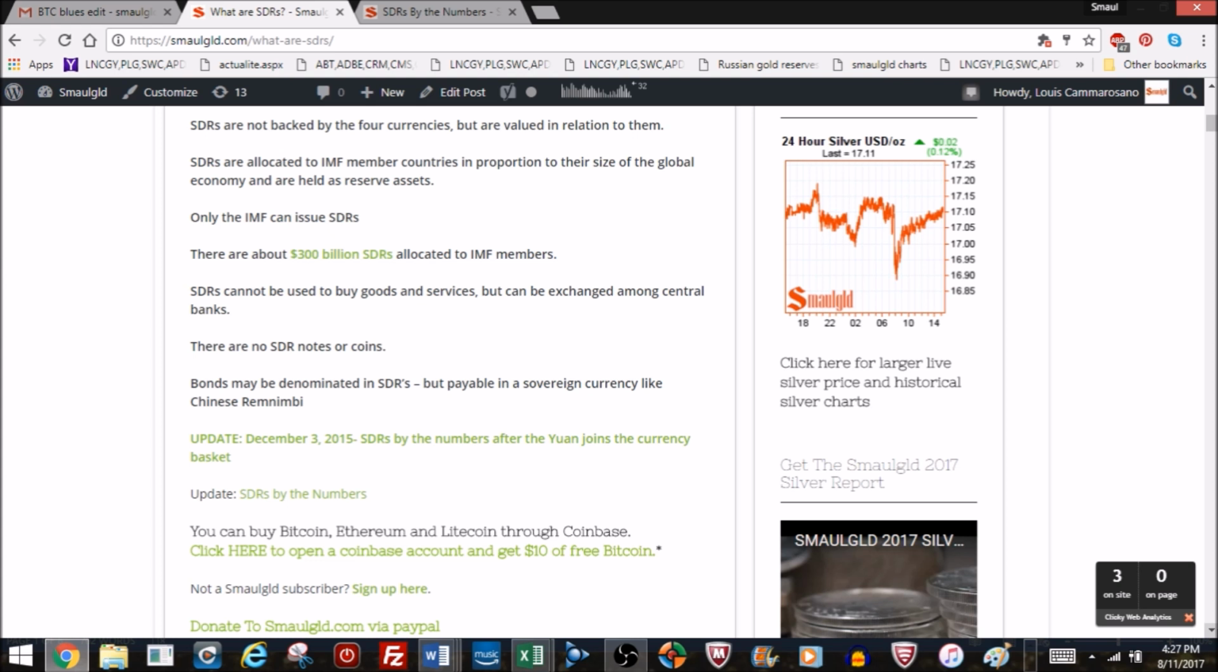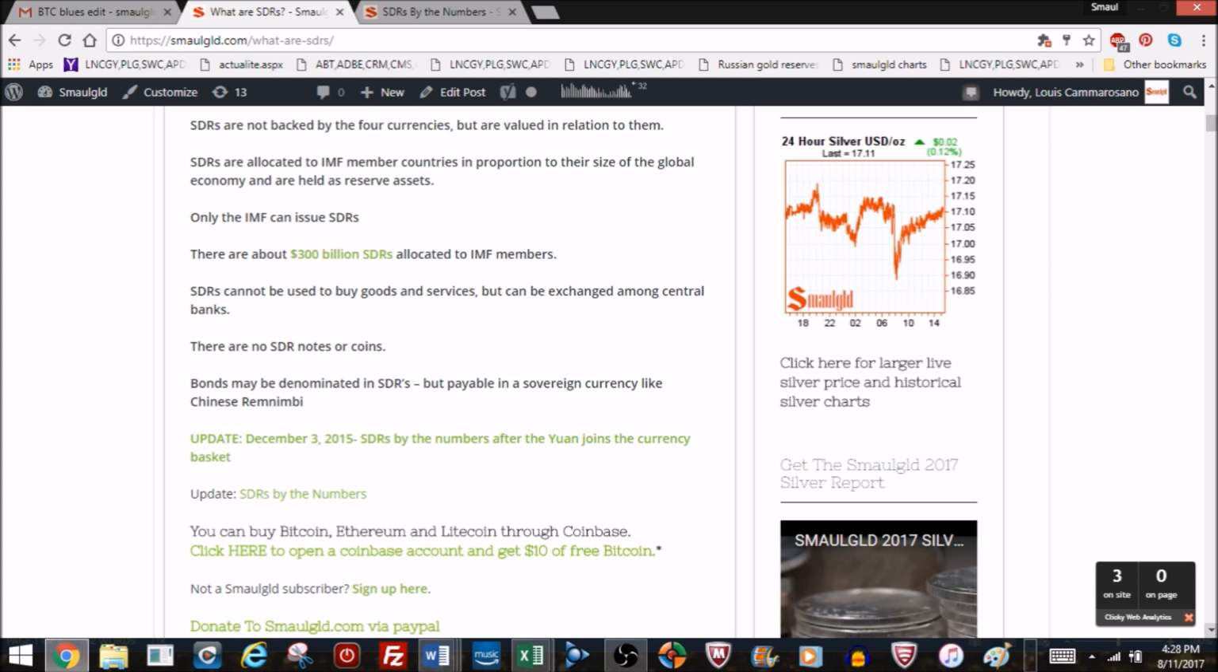Last October, China issued an SDR-denominated bond payable in yuan. That doesn't mean that China is issuing SDRs. They're not. They're issuing a bond. It's just that the base price of the value of that bond and the interest payments of that bond are based on the value of the SDR, which itself is based on the value of the dollar, the yen, the pound, the euro, and the Chinese yuan.